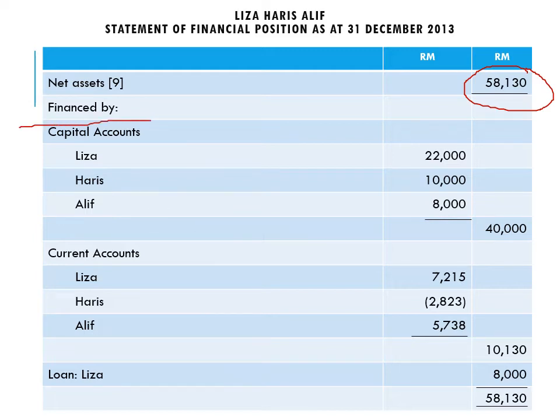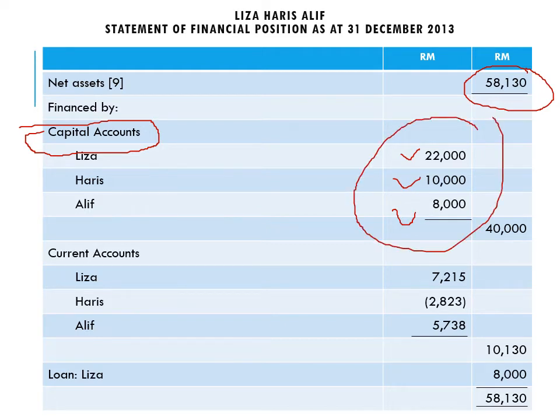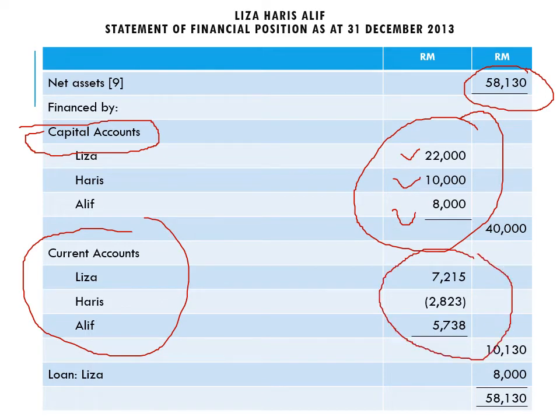All these amounts are financed by the partners. So the first one is from the capital accounts of the partners, which is 22,000, 10,000, and 8,000. You get all these balances from the capital accounts of the partners on the balance carried down. Okay, and then on the current accounts, you will get 7,215 for Lisa, Harris negative 2,823, and also Alif 5,738. So how do you get these figures? They are actually from the balance carried down in the current accounts.